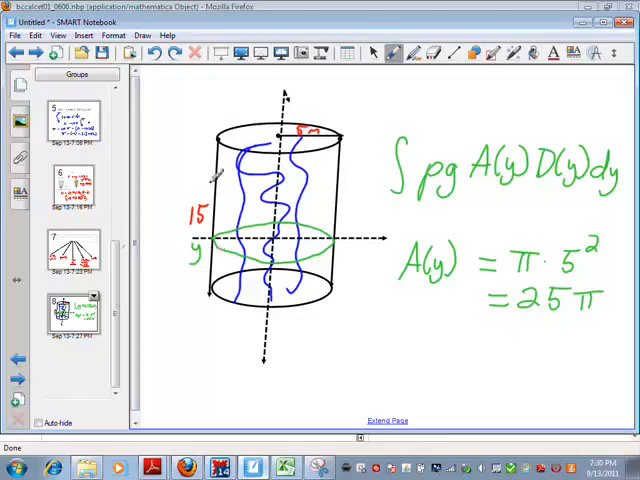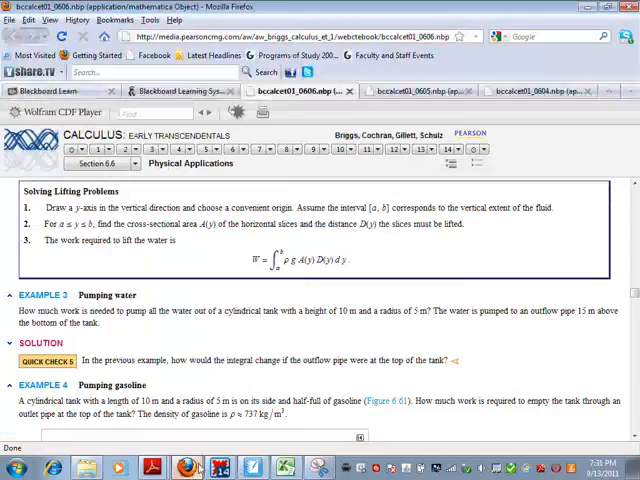We're going to move this all the way out, a distance of what? So here, a height of 10 and a radius of 5, but the water is pumped to an outflow pipe 15 meters above the bottom of the tank.